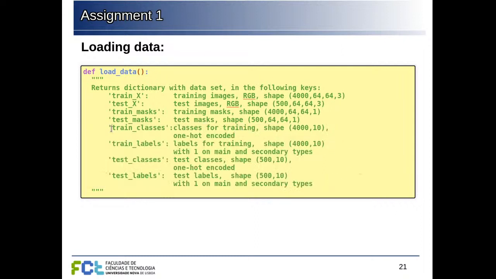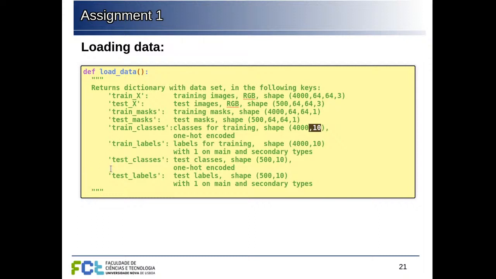So the classes for training and testing are one-hot encoded, and you have 4,000 examples for training and 500 for testing, and these are the rows of the matrix. You have 10 columns, because you have 10 different types of Pokemon, and this one-hot encoding means that you have zeros everywhere, except you have a 1 on the position corresponding to the class for that Pokemon.